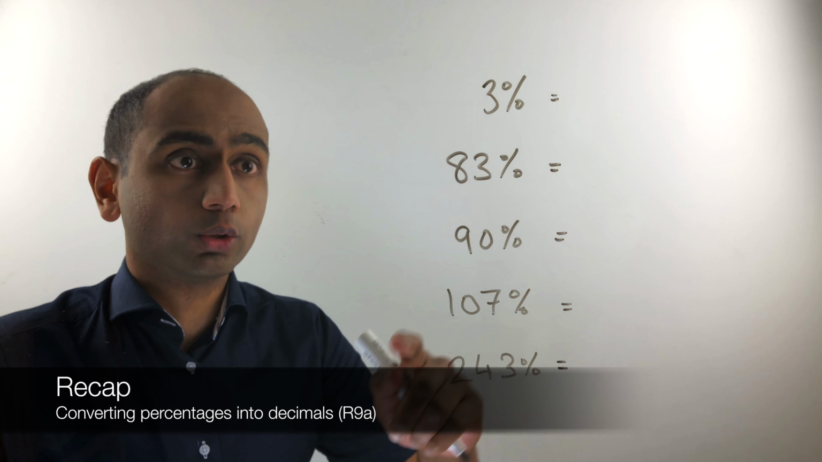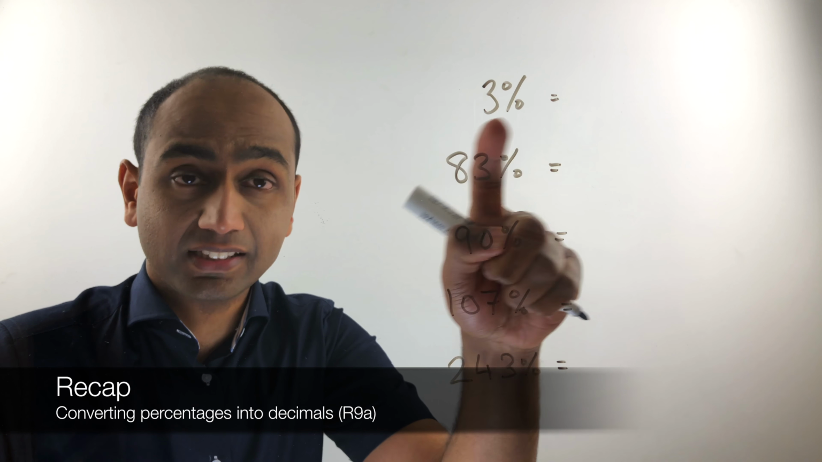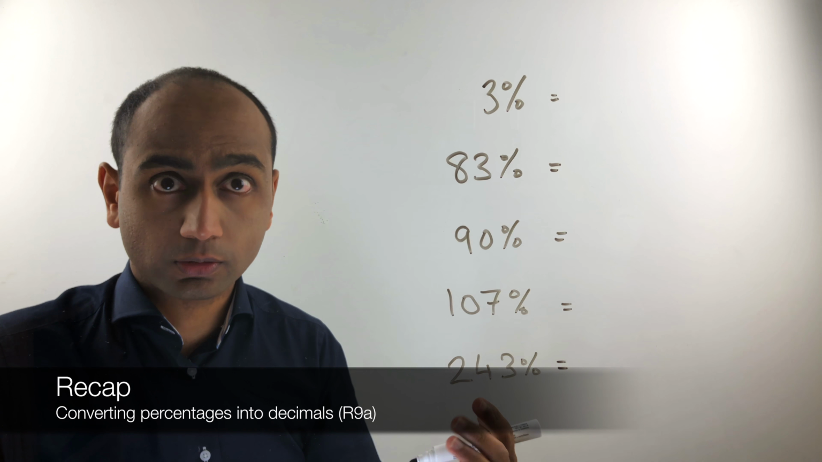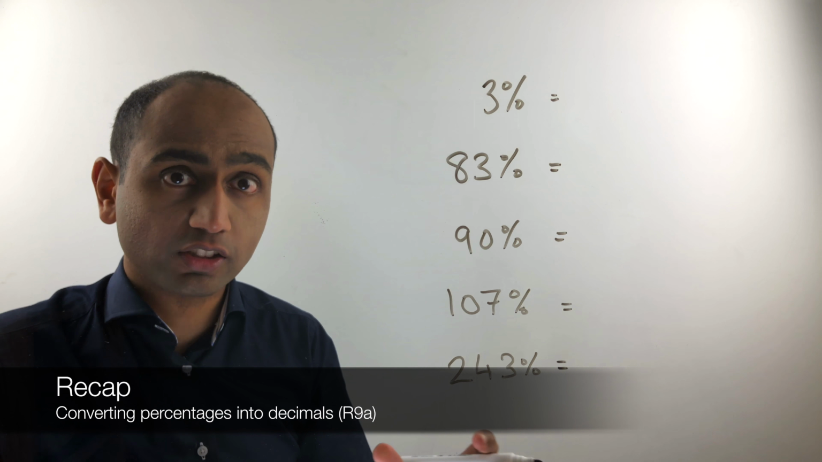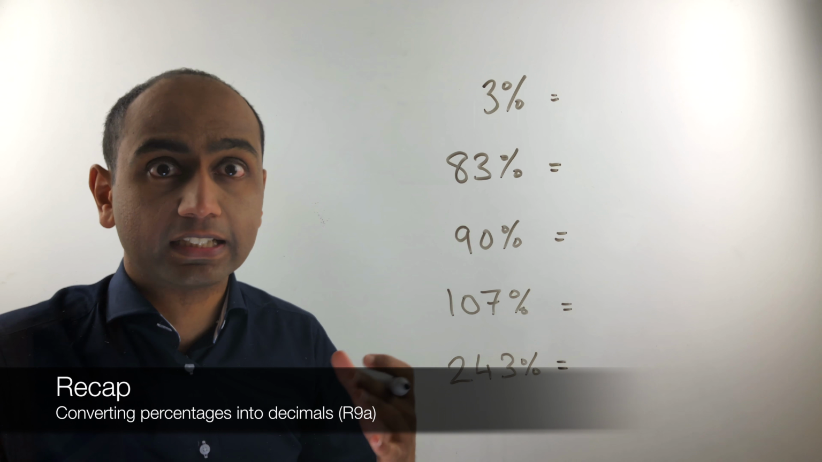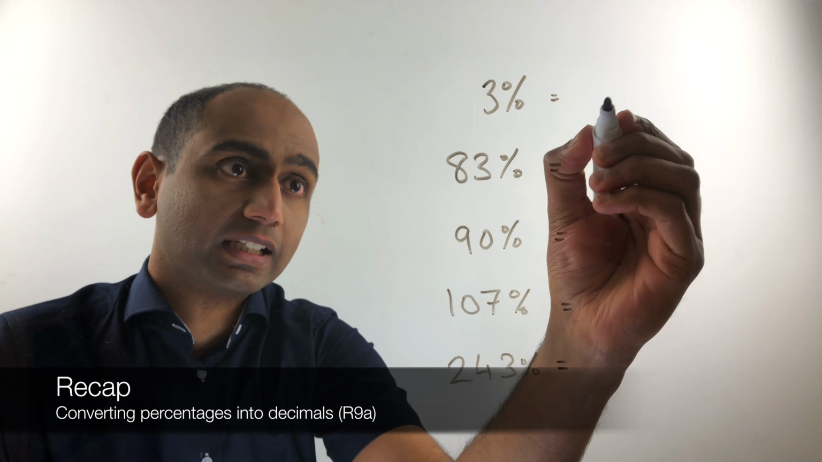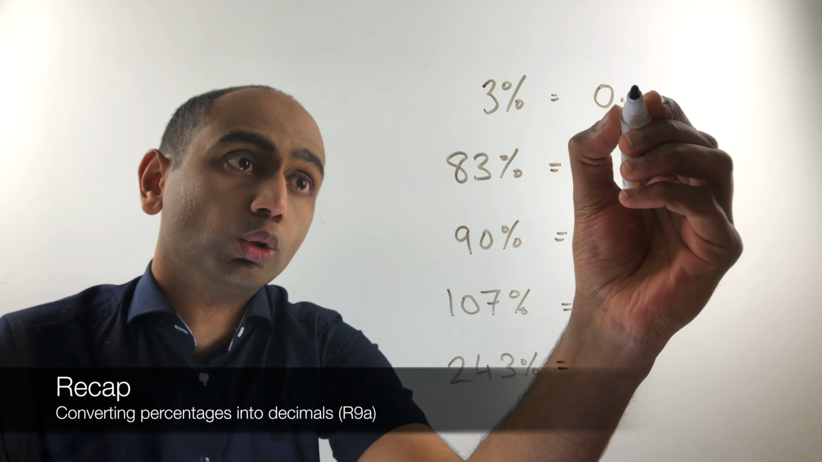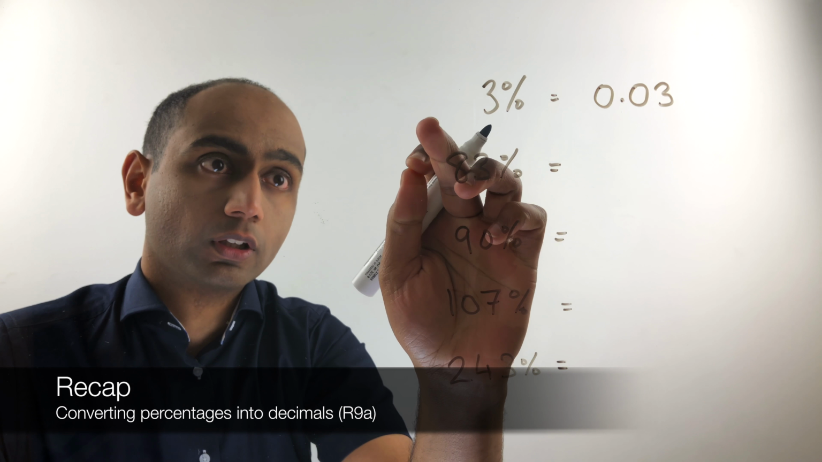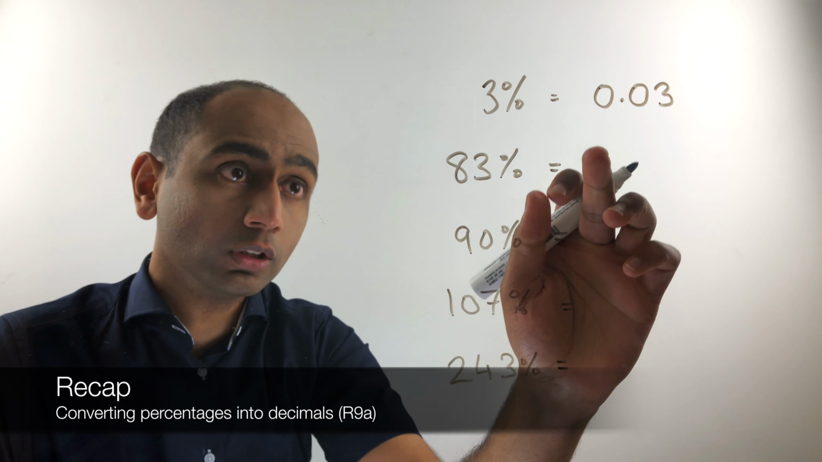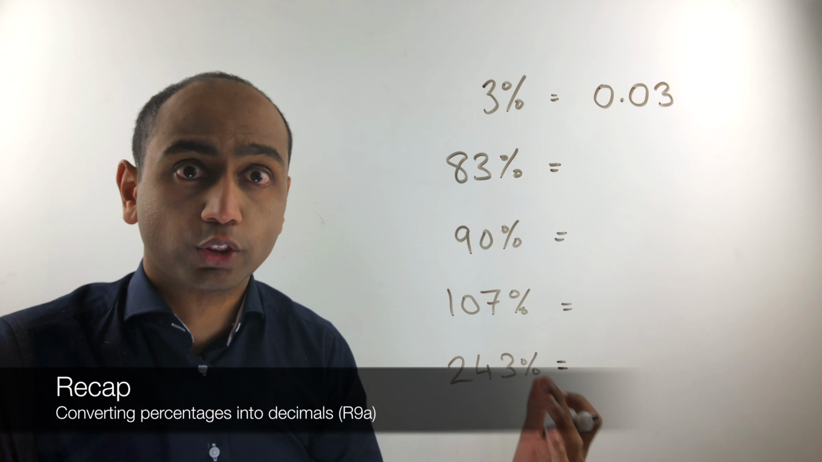Before watching this video, you need to be comfortable converting percentages into decimals. If you're not sure about how to do these, you need to go back to lesson R9a. For example, you need to be able to spot that 3% equals 0.03. 3% can be written as a decimal, and that would be 0.03.